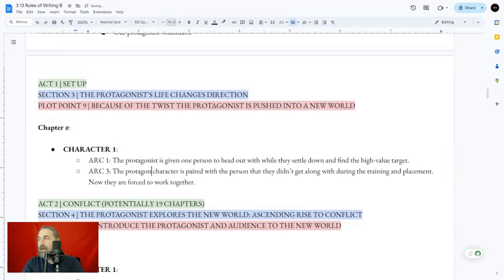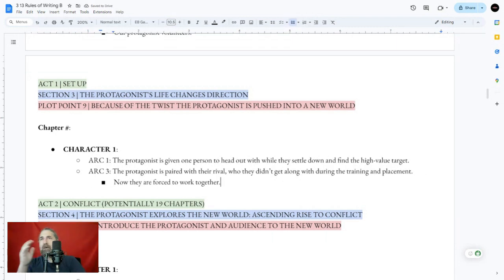The protagonist is paired with their rival, who they don't get along with. That's right, who they didn't get along with during the training placement. Now they are forced together.